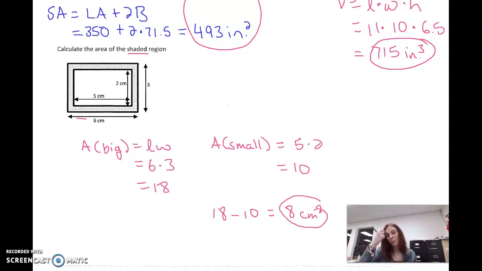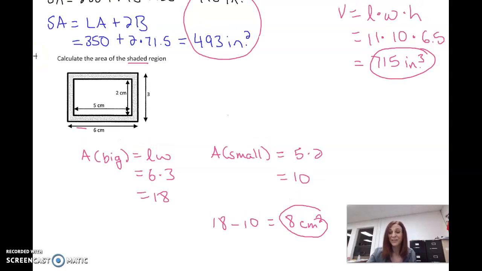So we're going to be doing this idea of taking out parts, but we're going to be doing it with more volume, and figuring out some surface area of some figures in this lesson.